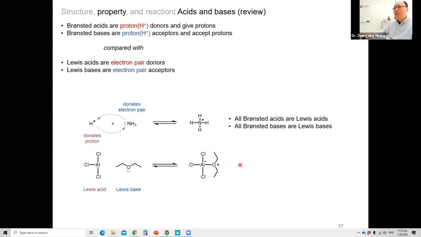What a typical Lewis acid looks like is shown here. You have aluminum trichloride, a very useful catalyst or reagent in organic synthesis, and it can react with diethyl ether through the oxygen. The oxygen donates a pair of electrons to the aluminum. The aluminum accepts that pair of electrons, and these two form a complex together. We call the aluminum, which accepts the electron pair, the Lewis acid, and the diethyl ether, which donates electrons, the Lewis base. Okay, just keep that in mind.